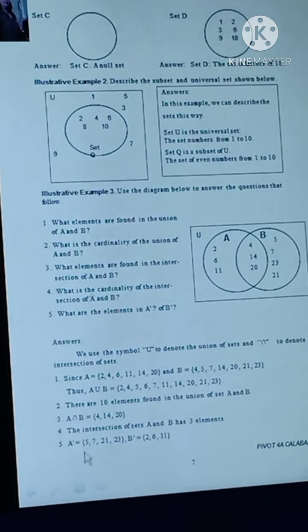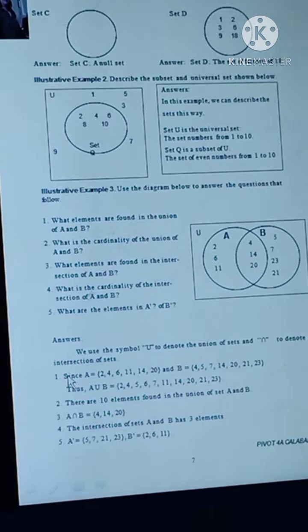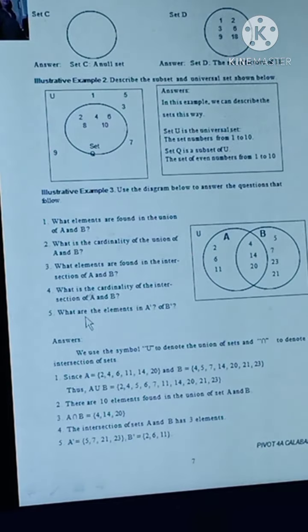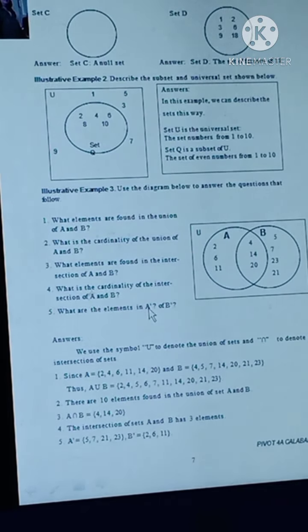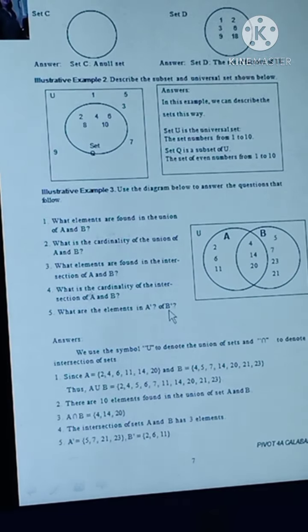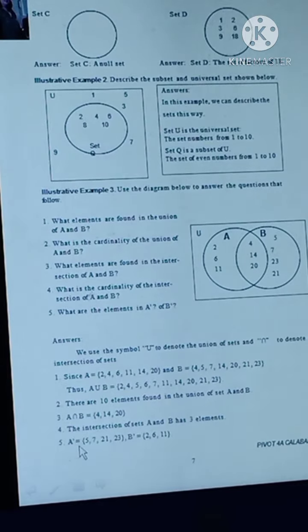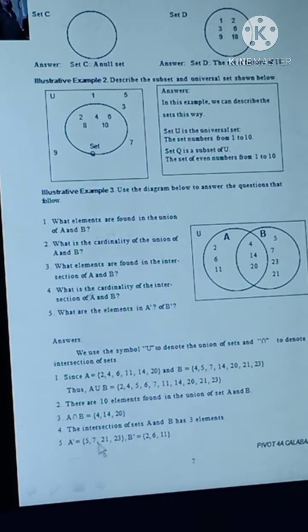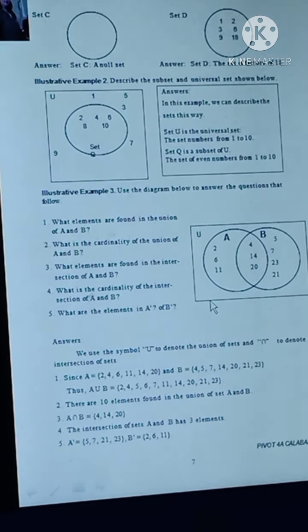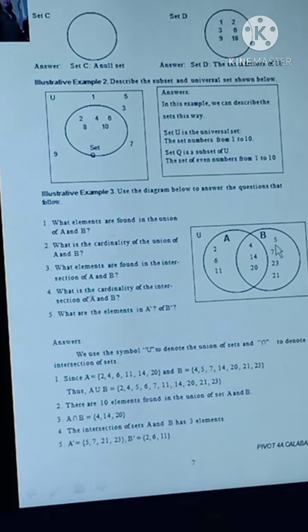Okay. Next, number 5. What is number 5 question? What are the elements in A complement or complement of set A, or B complement, or the complement of set B? So, answer. A complement is equal to 5, 7, 21, and 23. So, where did you get the A complement? 5 here, 7, 21, and 23.